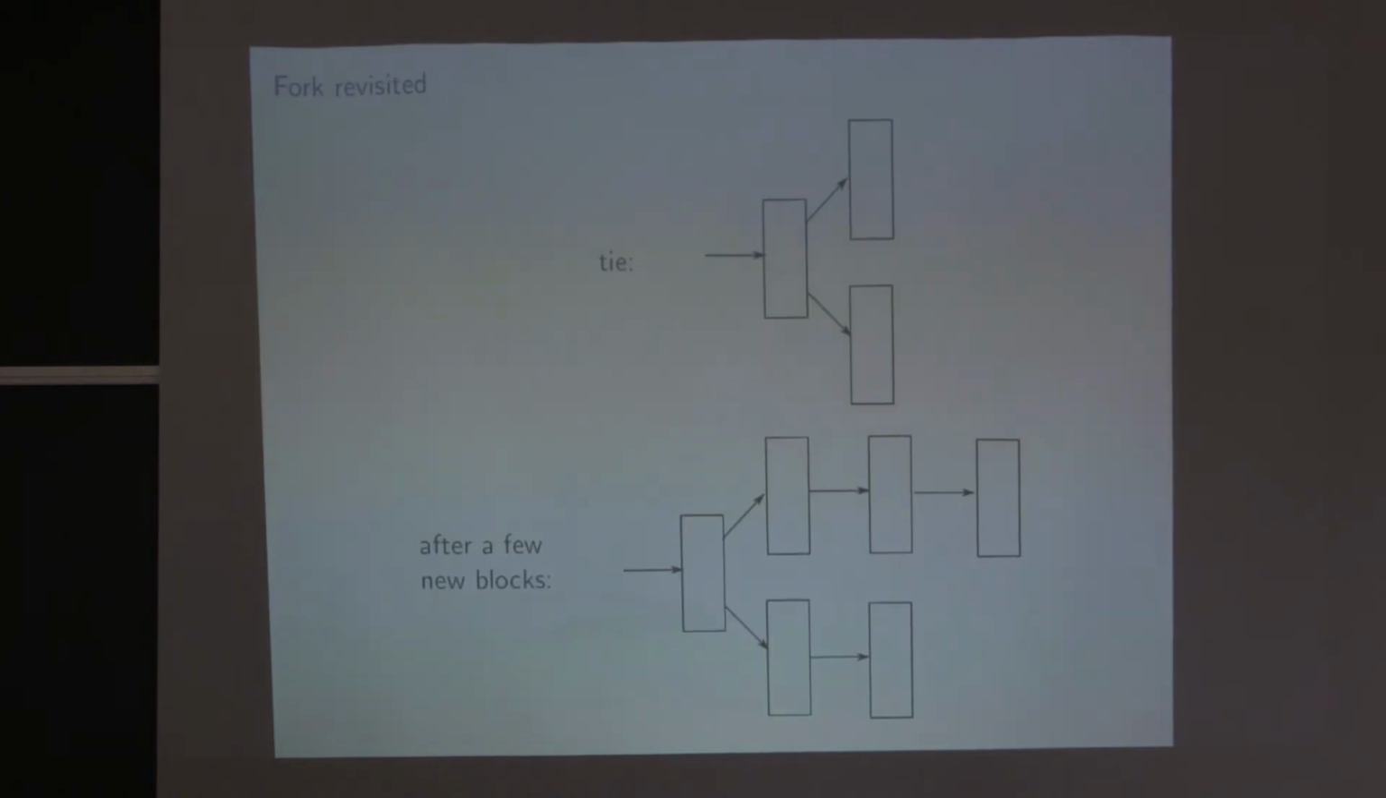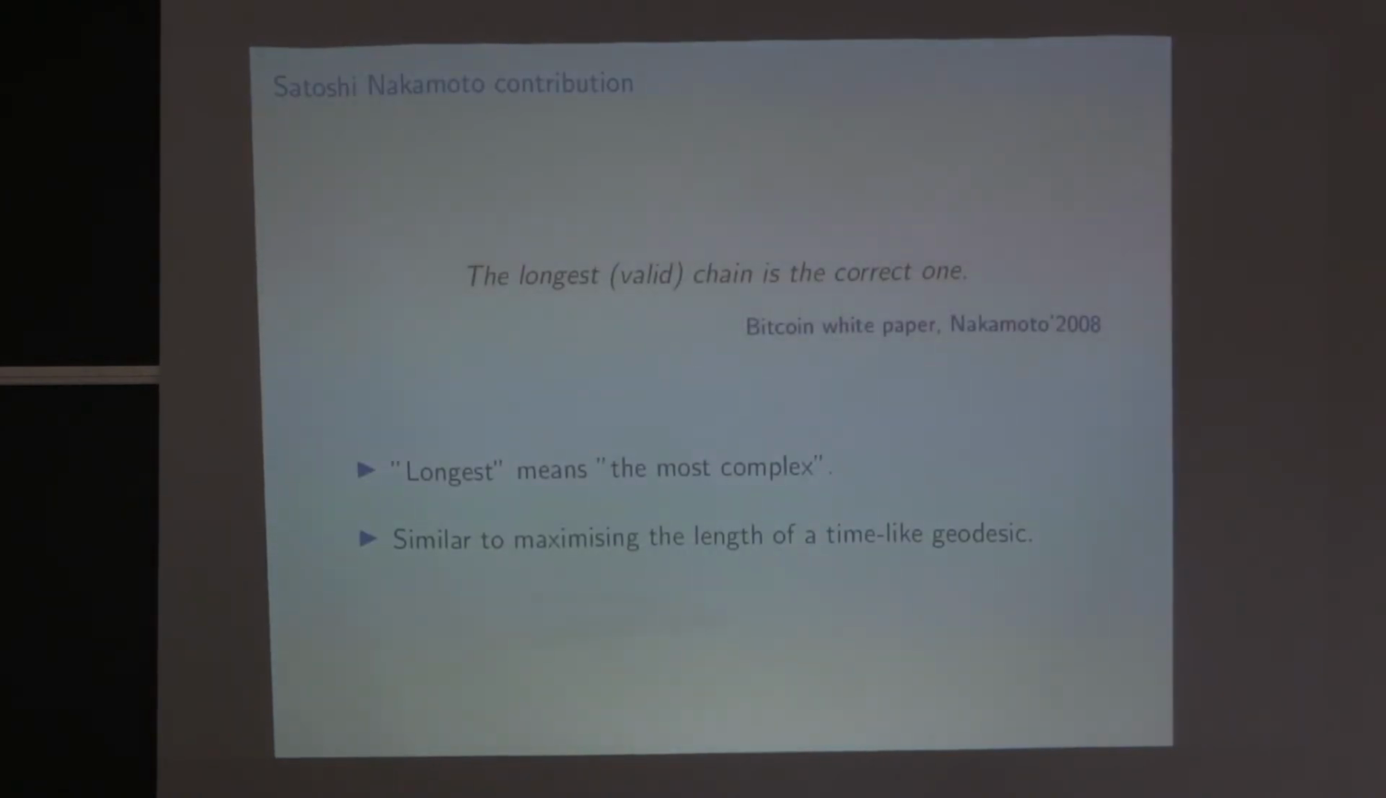And this is in fact the central point of the Satoshi Nakamoto paper on Bitcoin, that they proposed that the longest valid chain is the correct one. And this is really the central point of all this blockchain business. So longest can be substituted by the words most complex, because classically we can assume that creating each block has approximately the same complexity.